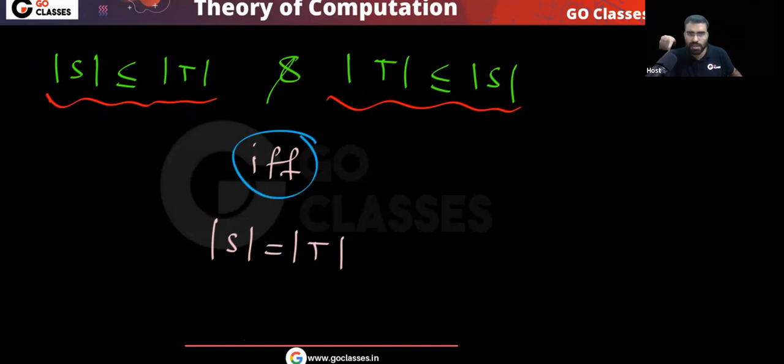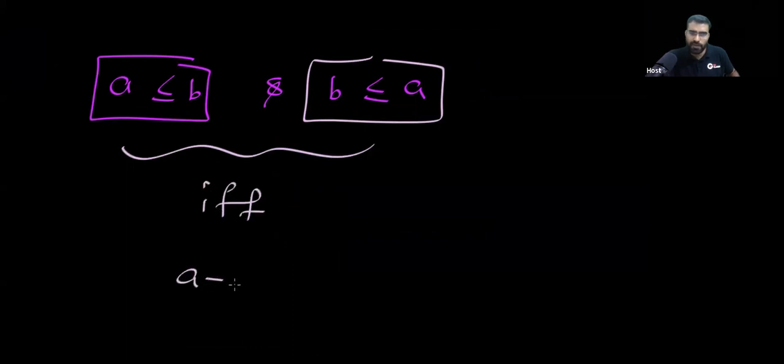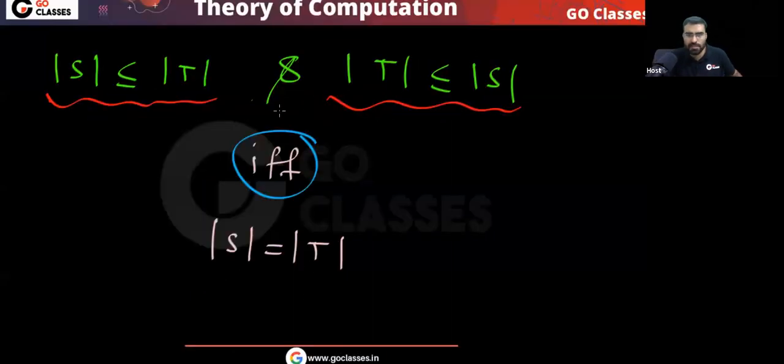Okay. So very simple point. This is quite simple, right? For example, if A is less than or equal to B and B is less than or equal to A, what can you say about them? When will it happen? It will happen if and only if A is equal to B. The same thing I'm doing here.